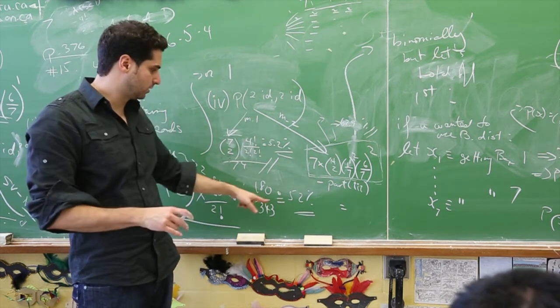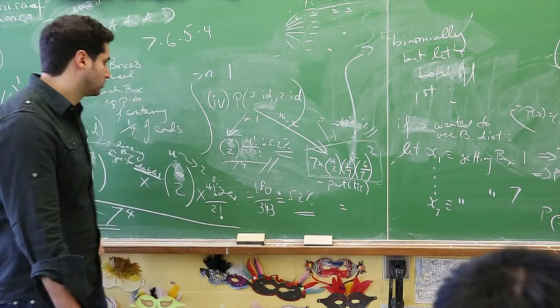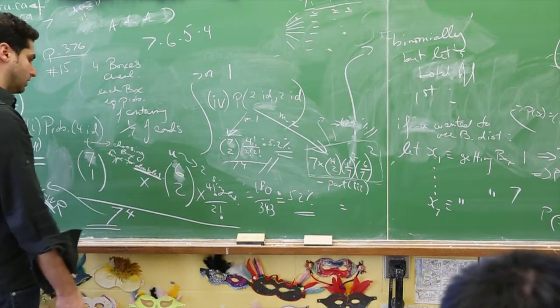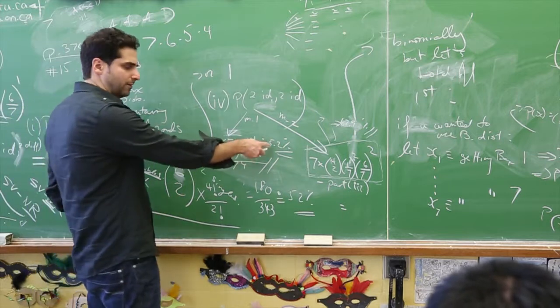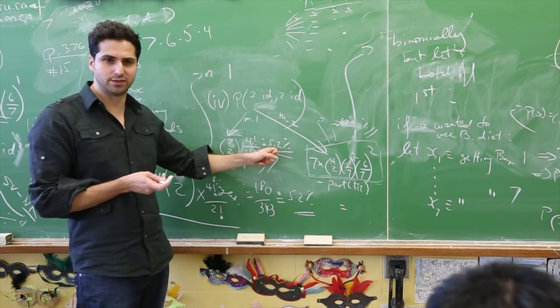Check the book. Which answer are they going with? 52? For answer 3 they go with 52. What do they go with for 4? They probably go with 5.2. Yes. They're going with this answer, right?